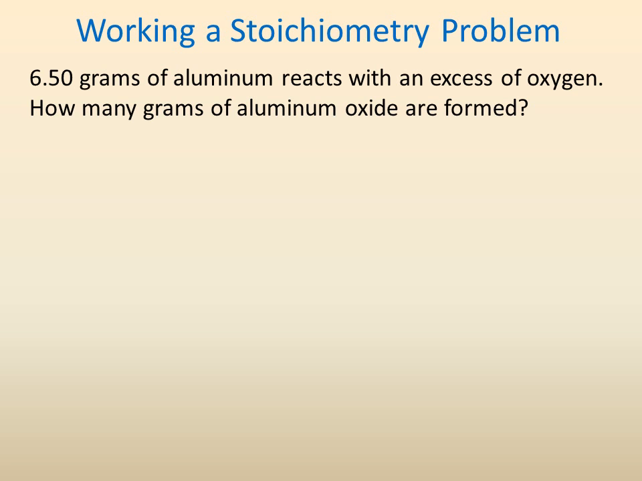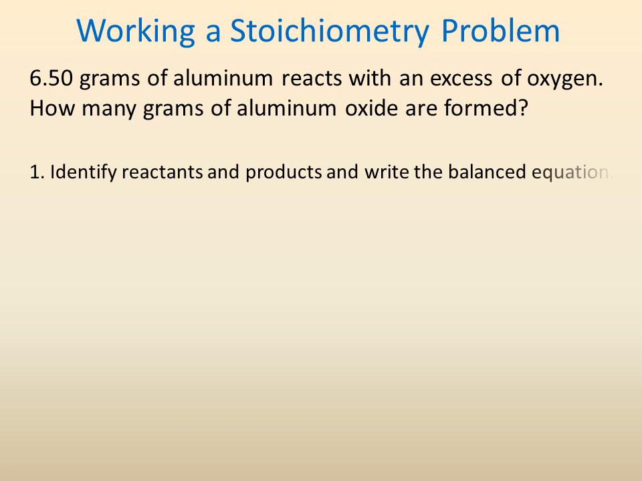Alright, so let's see this in action. If we have 6.5 grams of aluminium reacting with excess oxygen, how many grams of aluminium oxide are formed? You remember the first step in our process was that we had to have an equation. And to do that, we need to identify which one of these substances are our reactants and which ones are our products.